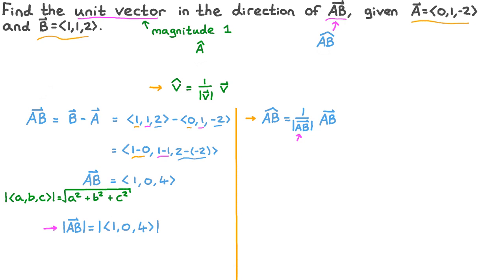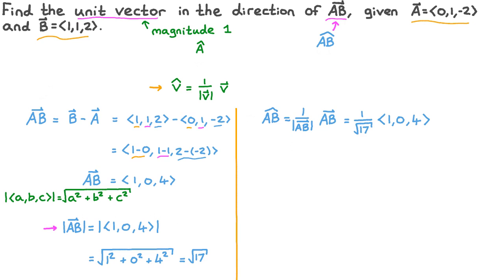Our value of a is 1, our value of b is 0, and our value of c is 4. We need to take the square root of the sum of the squares of these components. This gives us the square root of 1 squared plus 0 squared plus 4 squared. If we calculate this, we see it's equal to the square root of 17. Now we can substitute both of these into our equation for AB hat. We get that AB hat is equal to 1 over root 17 multiplied by the vector 1, 0, 4.